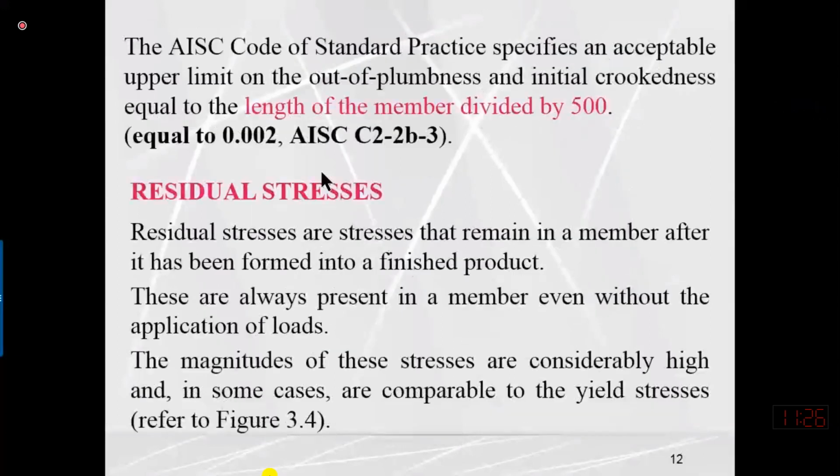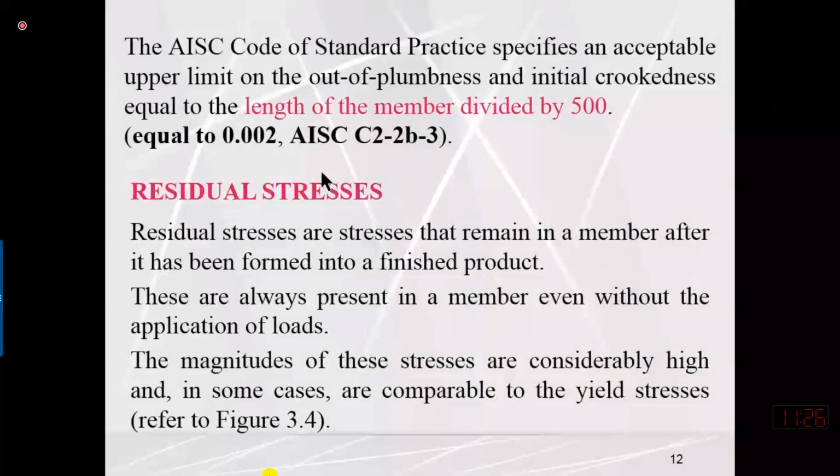The second type of imperfection is residual stresses. Residual stresses are stresses that are already present within the member, which are built in. These stresses are produced due to uneven heating and cooling. If the applied stresses are more than yield, the strain is more than the elastic strain, so there will be permanent deformation.